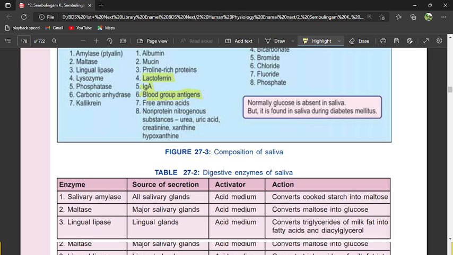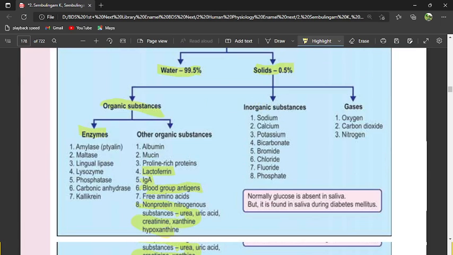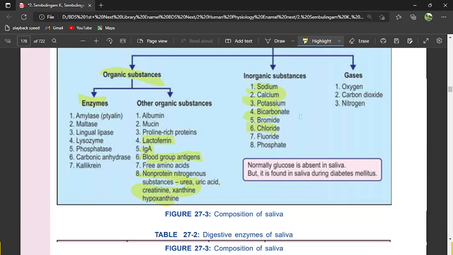also it is doing the non-protein substances, urea, uric acid, xanthine, hypoxanthine and all that. Let us see the inorganic substances. What inorganic? Sodium, calcium, potassium, bicarbonate, bromide, chloride, fluoride and all that also it is having. So if you swallow the saliva also, sometimes these substances may enter your body, right? Next, gases also it is having: some oxygen, carbon dioxide.